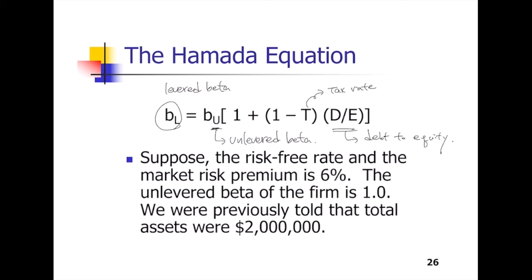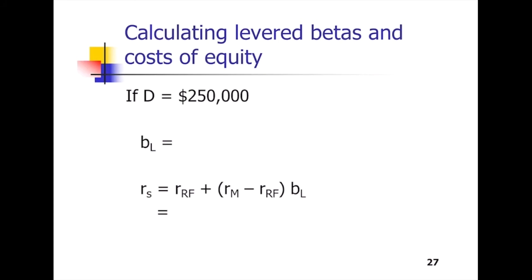So here is example. Suppose the risk-free rate and the market risk premium is 6%. The unlevered beta of firm is only 1. The unlevered beta means what? When firm does not have any initial debt, the firm's beta is 1. And we were previously told that total assets were $200, right? So now we are going to calculate the levered beta, right?